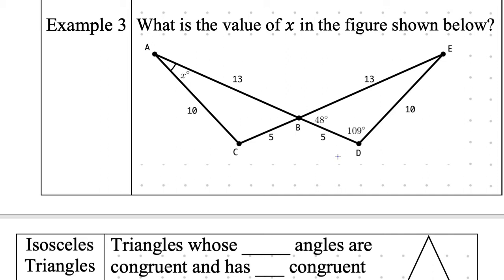Sergio? Side, side, side. Again, it was side, side, side. Again, 13, 10, 5, 13, 10, 5. So we know that they're congruent by side, side, side. So you can make a little note to yourself if you would like. You can say that they're congruent because side, side, side. Well, now that we know they're congruent, if I have congruent triangles, their angles must also be congruent.